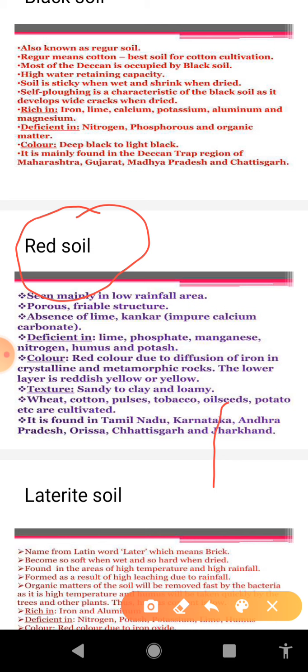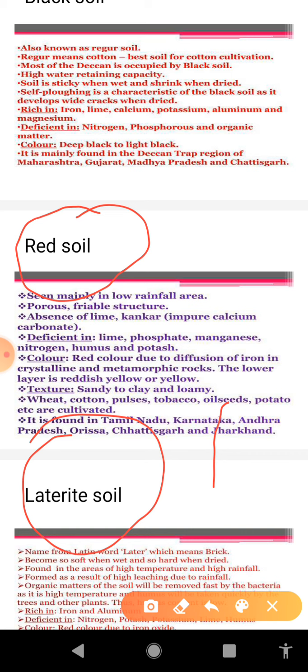Then laterite variety of soil. With regard to the laterite variety of soil, this variety of soil is formed by intense leaching due to heavy rainfall. So what is leaching? In a very simple sentence, the process by which soluble part of the soil is carried away by a stream of water or rainwater in the form of solution is known as leaching. As this soil is formed by the process of leaching, in general it is infertile in nature.